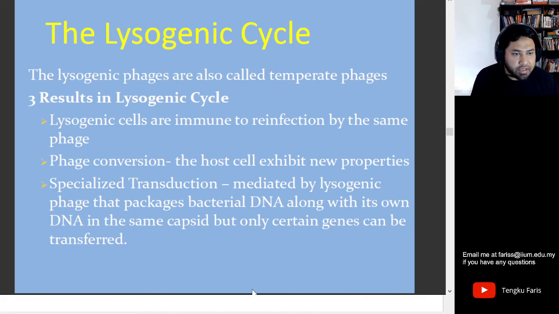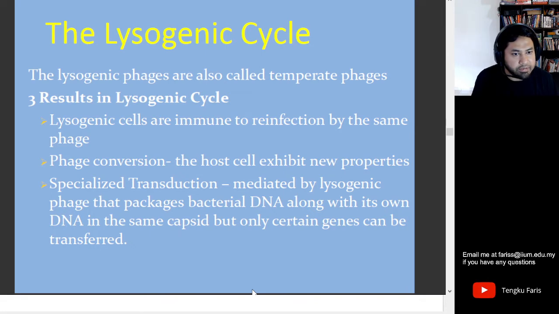The lysogenic cells are immune to reinfection by the same phage. It means that the second time the phage comes to invade the bacteria, it becomes immune now. So it cannot cause any fatality or any undesirable effect.